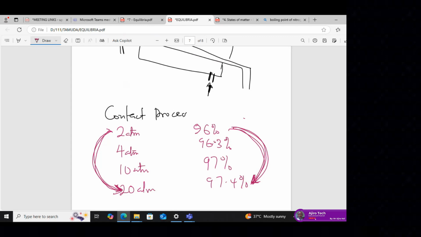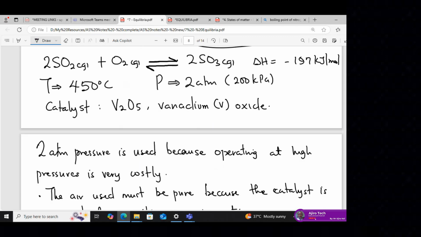So we use 2 atm because operating at high pressure is very costly and cannot account for the difference in yield. Do you get the point now? There's an increase in yield, but it's not worth it. So 2 atm is used. Why? Because operating at high pressure is very, very costly. Is that okay?